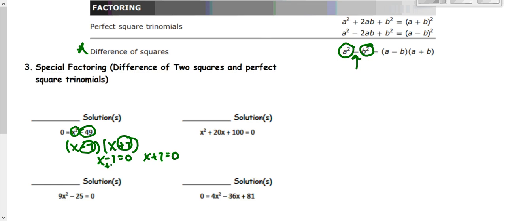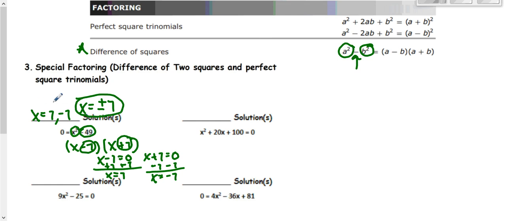I'm going to add 7 to both sides, and I have x equals 7. And on this one, I'm going to subtract 7 from both sides, so I have x equals negative 7. So my solution is x equals 7 and negative 7, or you can write it negative 7 and 7. You also might see it as x equals plus or minus 7, so positive or negative 7. So we need to recognize that there's two ways to write this.